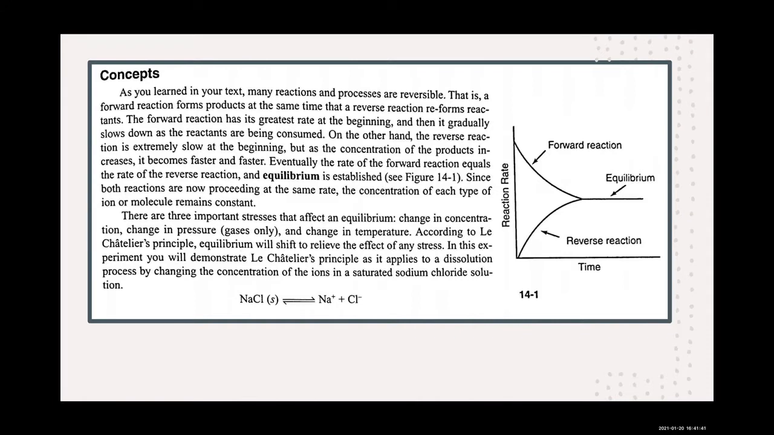As you learned in your text, many reactions and processes are reversible. That is, a forward reaction forms products at the same time that a reverse reaction reforms reactants. The forward reaction has its greatest rate at the beginning, and then it gradually slows down as the reactants are being consumed. On the other hand, the reverse reaction is extremely slow at the beginning, but as the concentration of the products increases, it becomes faster and faster. Eventually, the rate of the forward reaction equals the rate of the reverse reaction, and equilibrium is established.